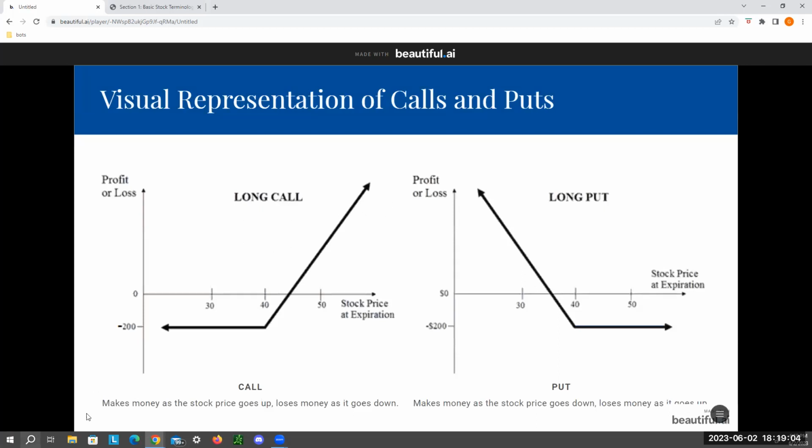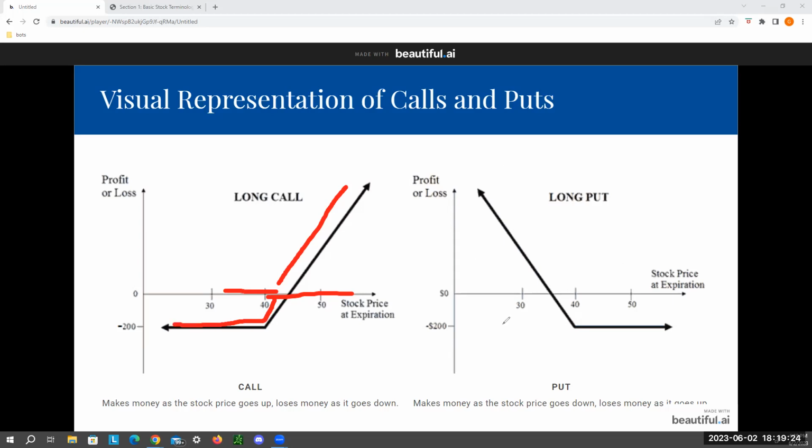So long calls, they make money as a stock price goes up. Let me see if I could draw in here. Sorry. All right. As you can see, as the stock price goes up, you see 40, 50, your profit goes up. But as the stock price goes down, not only does your profit go down, but then your contract becomes worthless at some point.